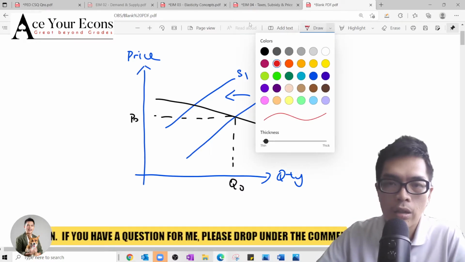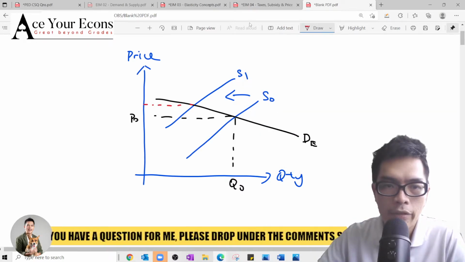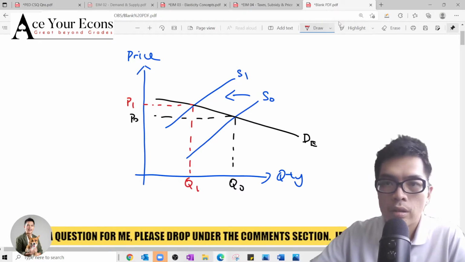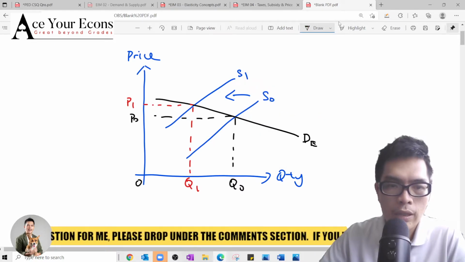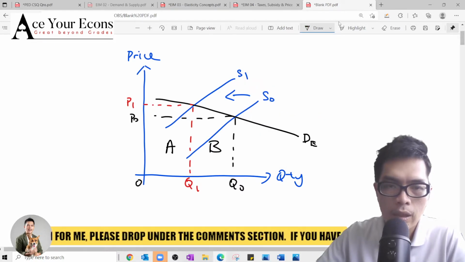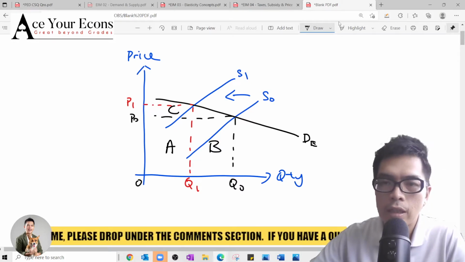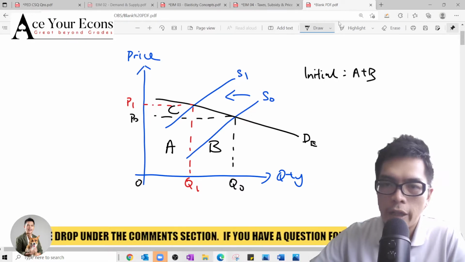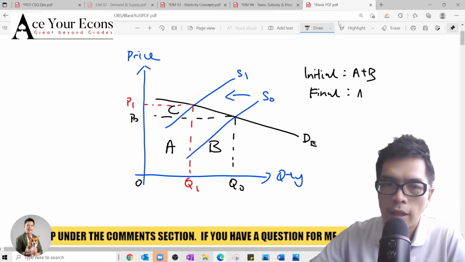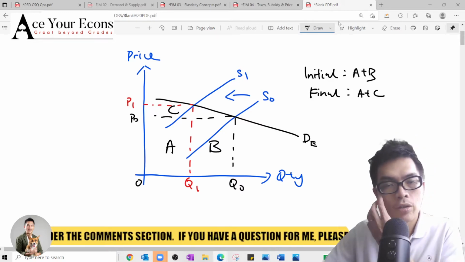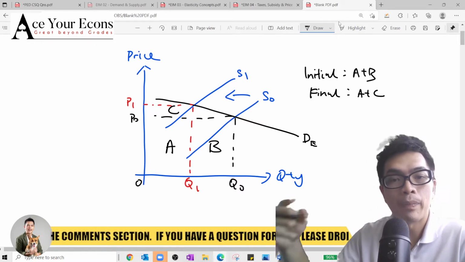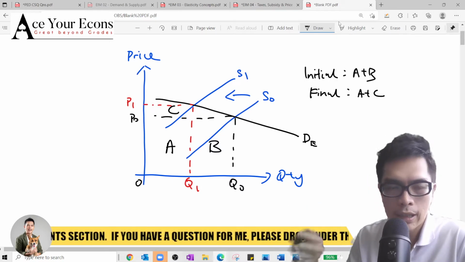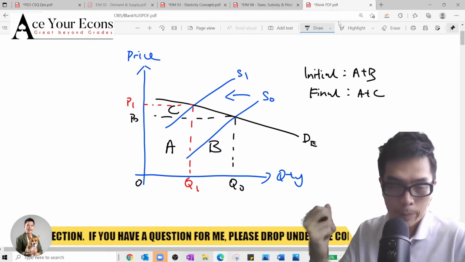Okay, as a result of an elastic demand curve, all we need to do is just to illustrate A, B, C. Right? Initial A and B. Final A and C. So it is not difficult to show that A and C is smaller. As a result of a fall in supply, demand being price inelastic, you'll experience a fall in total revenue.